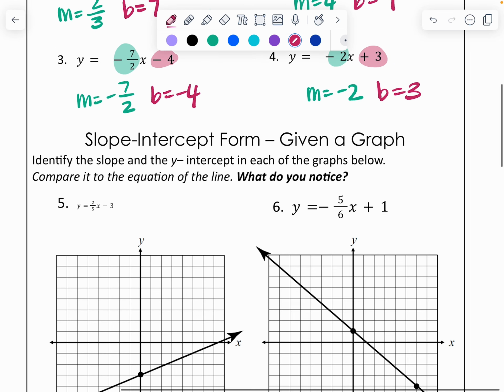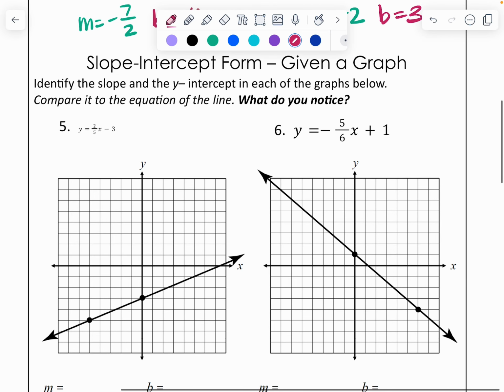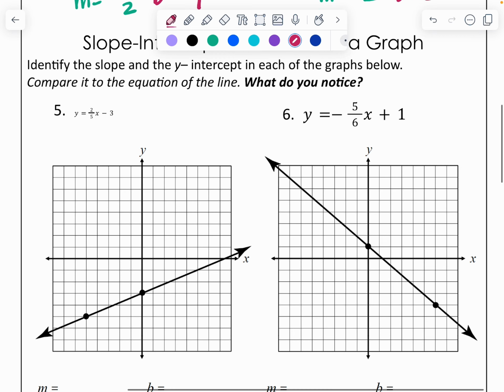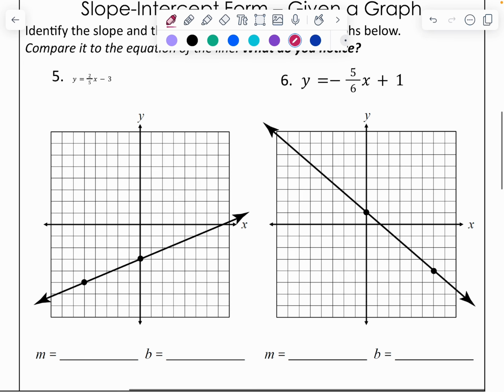Let's find the slope and the y-intercept when we're given a graph. So we're given the equation, but let's find it if we were just given the graph. Number 5 is y equals 2/5x minus 3. But let's ignore the equation for now and just find the y-intercept. I like to find the y-intercept first. We're looking on the y-axis. We're going to find where the line crosses the y-axis. That's the point. We should be able to identify the point if you did the practice for 2.1a.